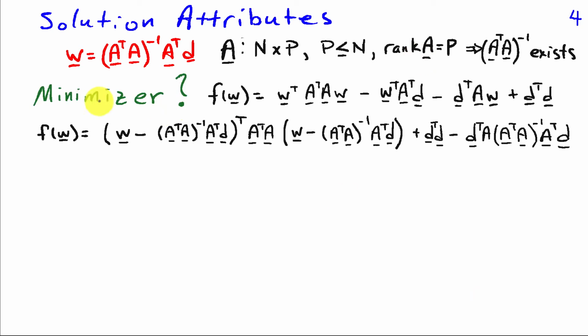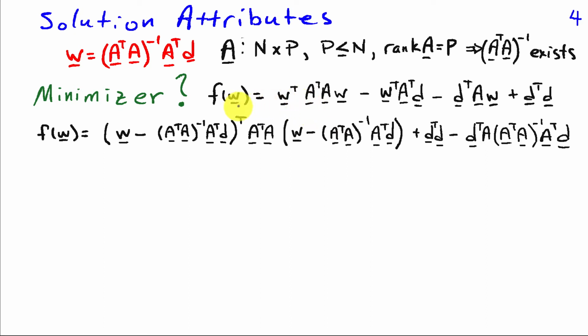So second question is, does this solution minimize the cost function? To do that, rewriting this expression that we have for the squared error, which was w transpose A transpose A w minus w transpose A transpose d minus d transpose A w plus d transpose d, we can rewrite this in equivalent form that will allow us to easily conclude that this is indeed the minimizer. This is a procedure you may have seen before with scalar equations, called completing the square. And I'm just going to write down the result, and then we'll verify that this is indeed the same expression.